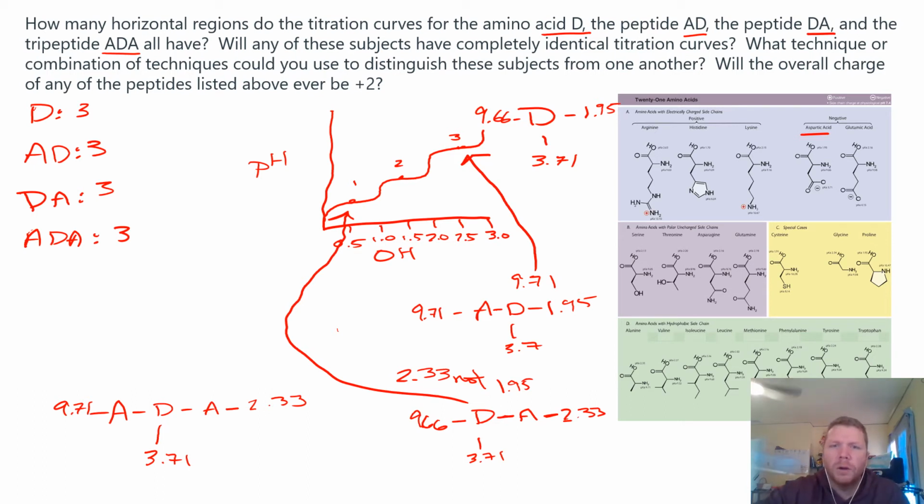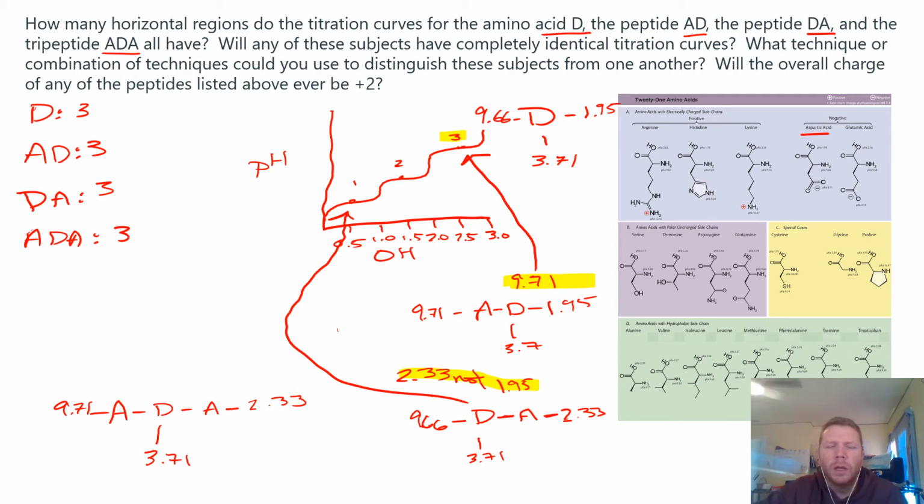Because if you compare aspartic acid and AD, well then here, and I'm going to switch colors and highlight my difference. My difference is that one right there. Okay, so this third horizontal region. Now, if you then compare AD and DA, well, do we have a difference? Yes, we do. We have a difference in the C termini. It's 2.33, not 1.95. Okay, so AD and DA are not equivalent to one another.